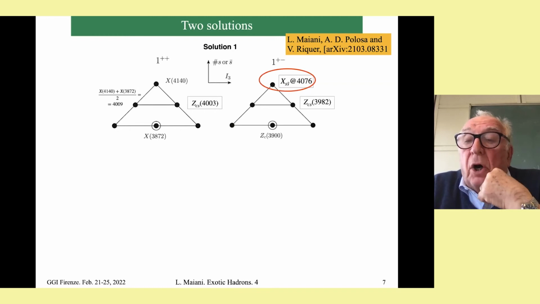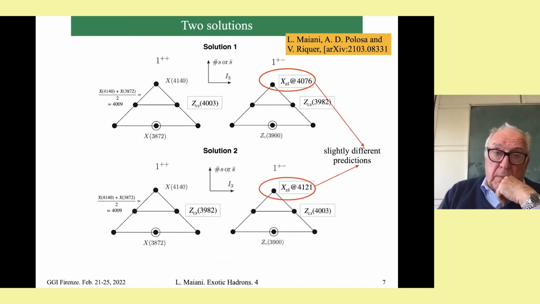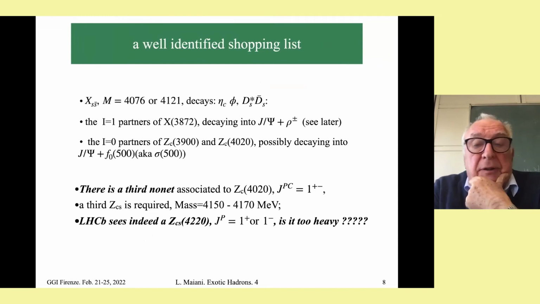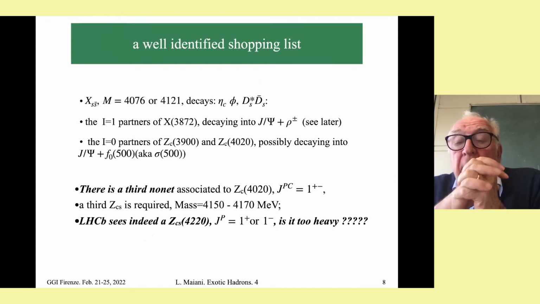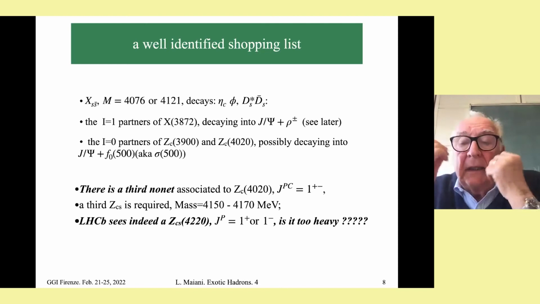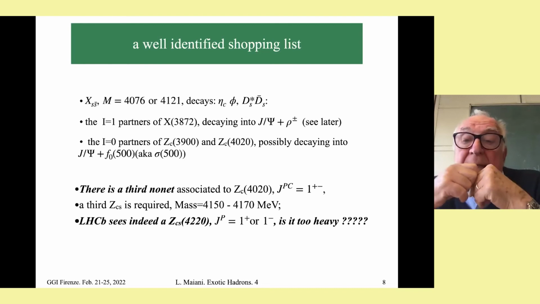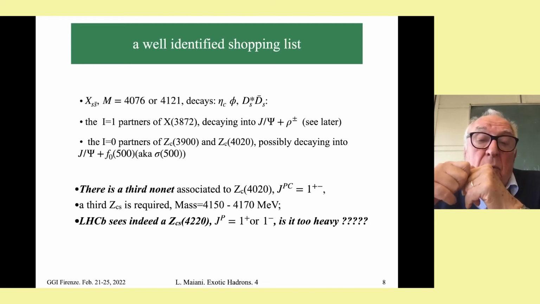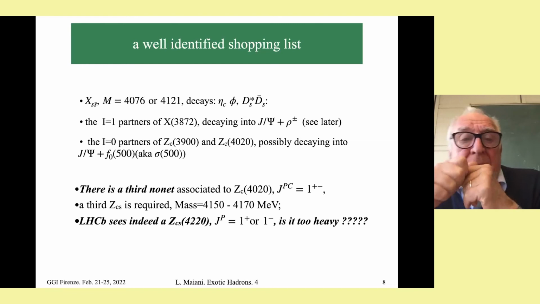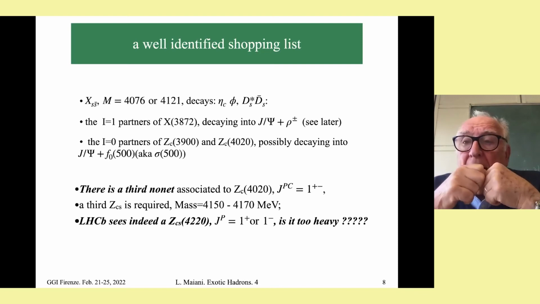You have to find that the I equal one partner of 3872 is a particle that would decay to J/psi rho plus minus, and that can be difficult to see because the rho plus decays into a pi plus pi zero, and the pi zero is lost in the background. And the Z3900 is very interesting because it should decay into J/psi sigma. And you know that the X3872 decays into J/psi rho or J/psi omega. And this instead should decay with pions of much lower spectrum. An indication of that was claimed some time ago by COMPASS, but I don't know what happened next.